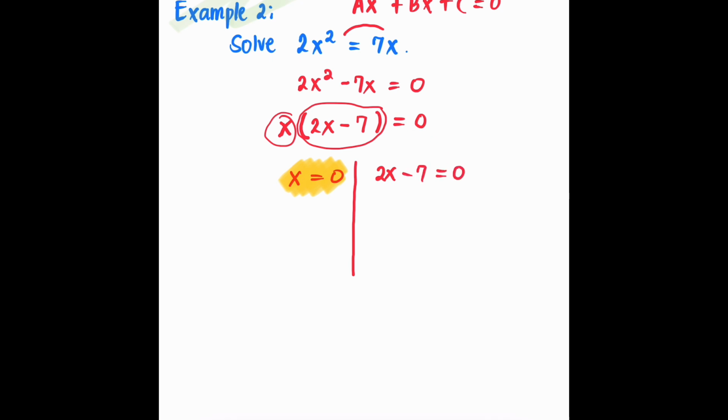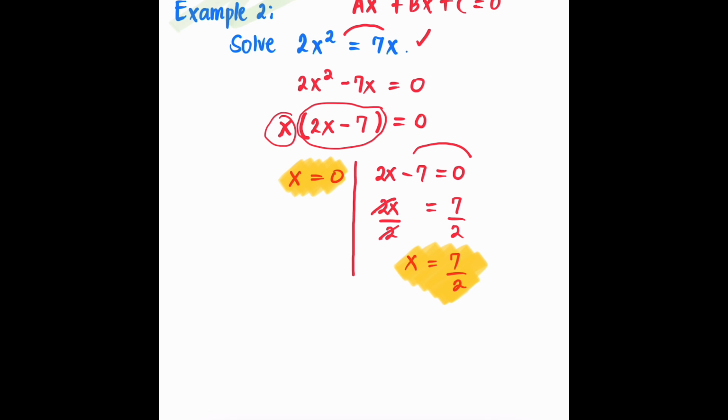Then from here we have to solve. So 2x equals positive 7, negative 7 jumps over to the right. From negative it will become positive. And then divide both sides by 2 to solve for x. Therefore, x is 7 over 2. So that is our second solution. So therefore, the solutions to this equation are 0 and 7 over 2.